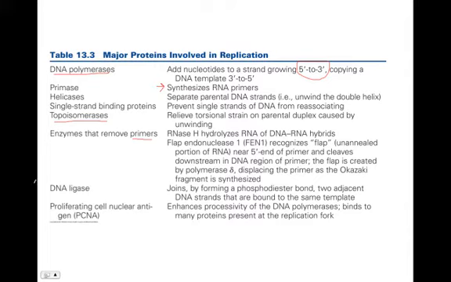And DNA ligase, which joins the DNA fragments by forming a phosphodiester bond between two adjacent DNA strands. And this is particularly important on the lagging strand, which is synthesized in fragmented forms called Okazaki fragments. The other proteins we'll talk about are PCNAs, or proliferating cell nuclear antigens, and these enhance the processivity of DNA polymerases.